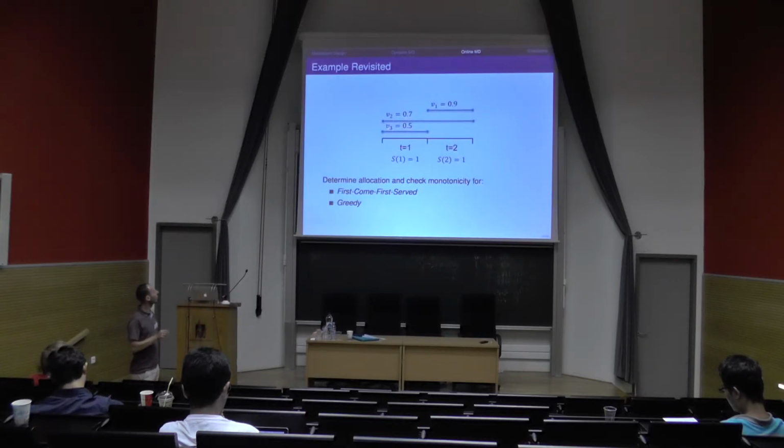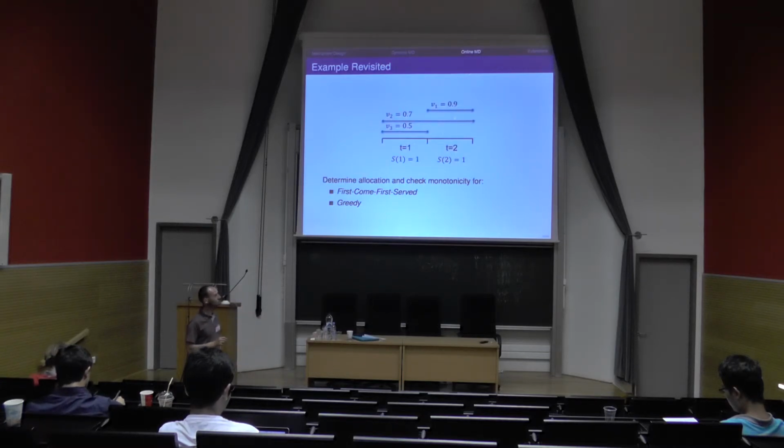It looks at every time step individually, looks at who needs an item at this point in time, and chooses one. And this time, agent 2 has the highest value, so let's allocate to agent 2. Then it moves on. So it's very myopic in a sense, right? It doesn't really look at the future at all.